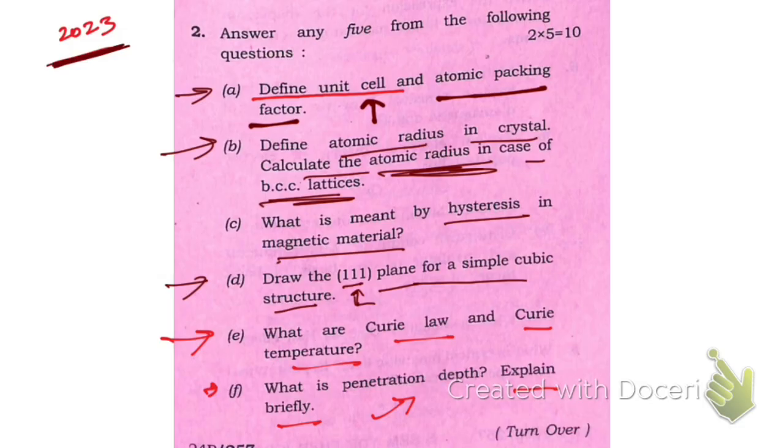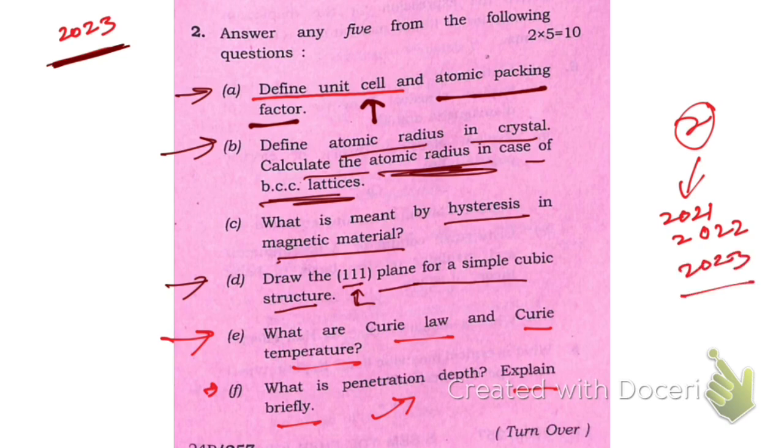So we have answered all the 2 marks questions of 3 years of questions, 2021, 2022, and 2023. Hope this answer is going to help you.